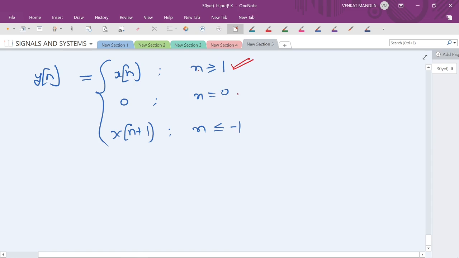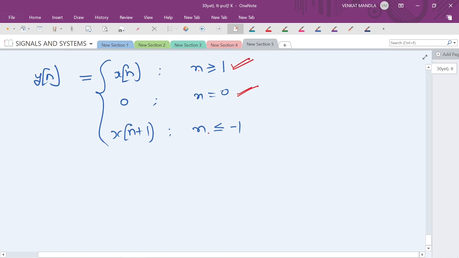And for n equal to 0, y[n] is always 0. y of 0 is 0. There are no future inputs. There are no x of 1, x of 2, x of 3 and so on for y of 0. So here also it is causal.